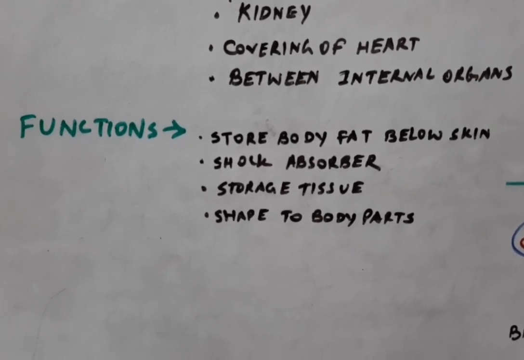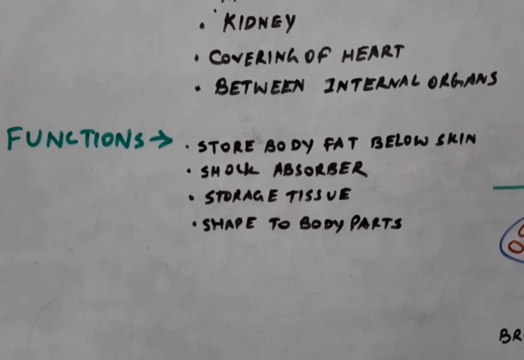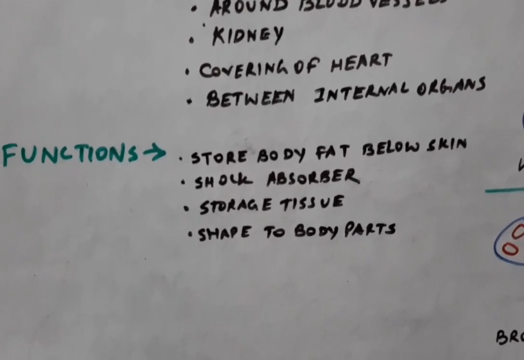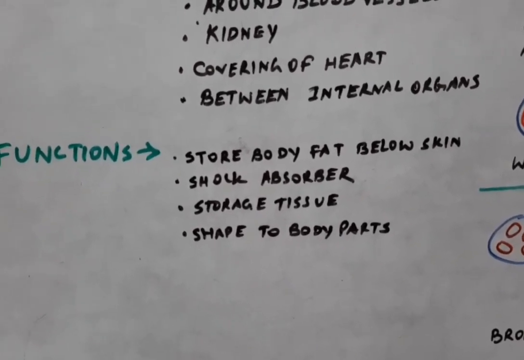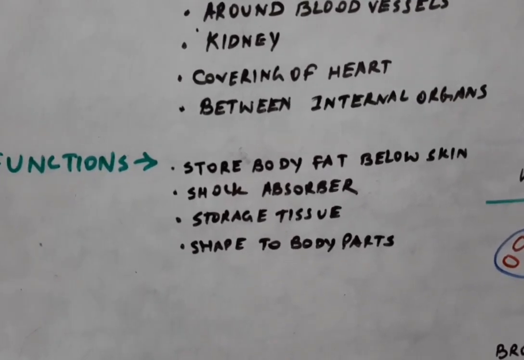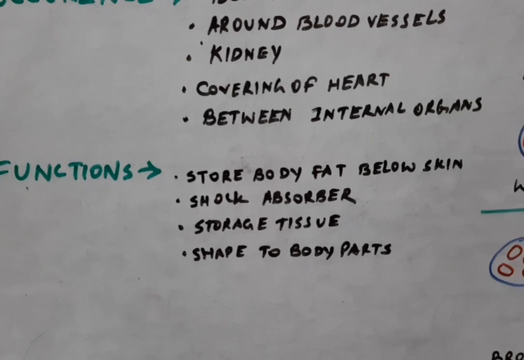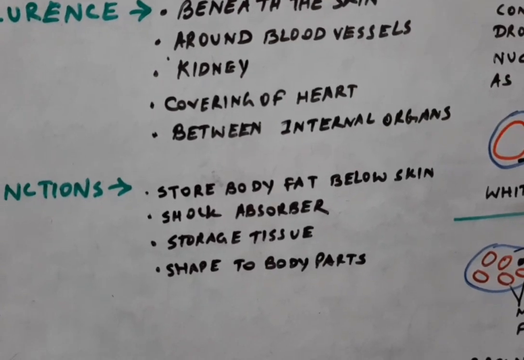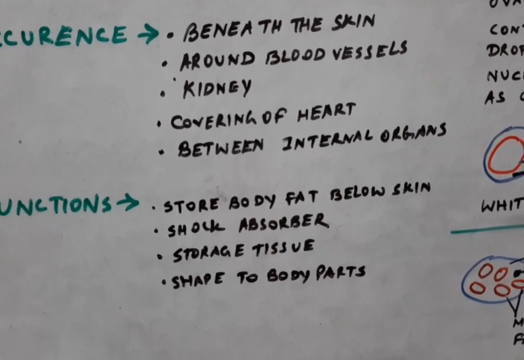Third function is it acts as a storage tissue by storing fat. For example, in the hump of camel. The hump of camel is composed of adipose tissue in clusters or groups. And fourth function is it provides shape to the body parts. So these are the functions of the adipose tissue.